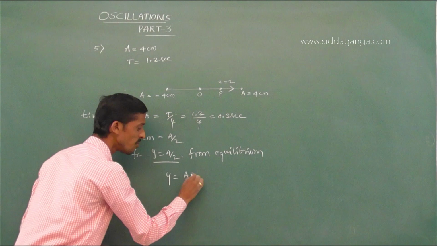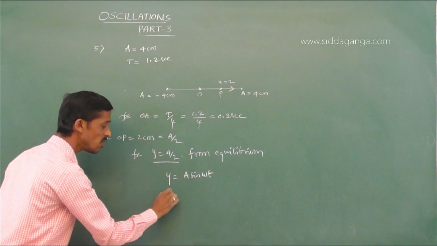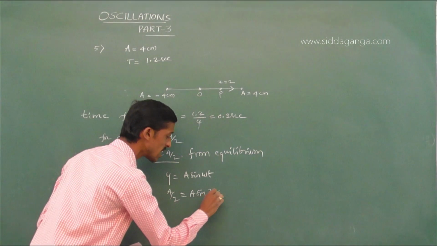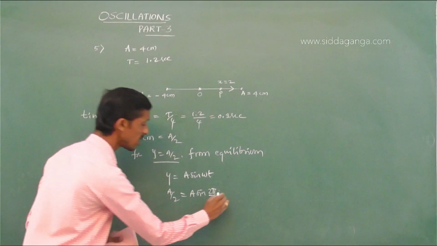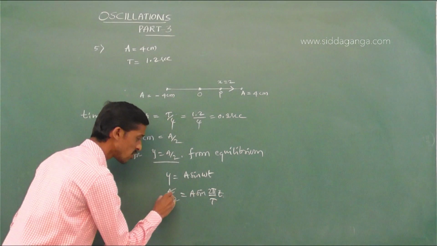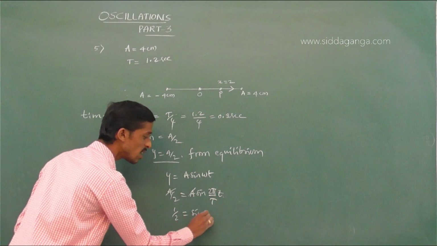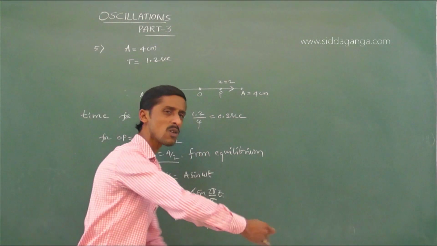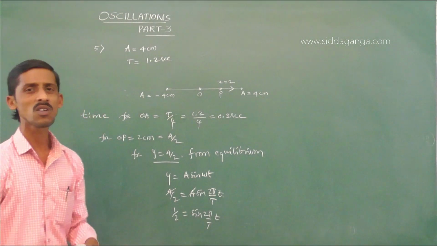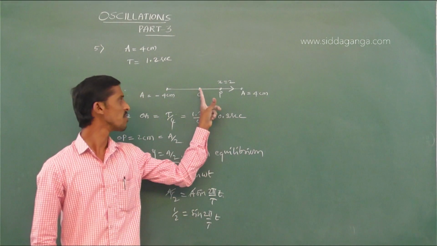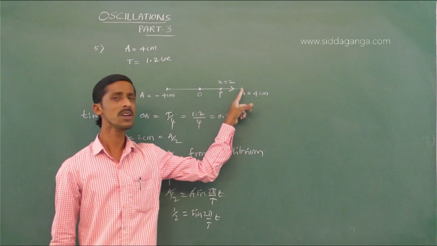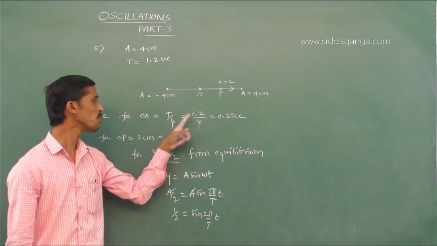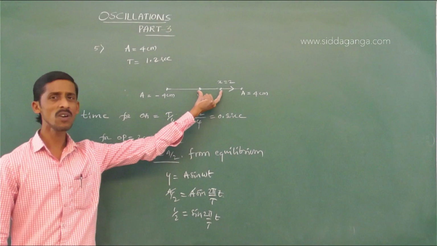Time is equal to... now calculate. y is equal to A by 2, y is equal to A sin omega t. If you know that, calculate it: t is T by 12 seconds. If you solve this, 1 by 2 is equal to sin of 2 pi by T into t. From here to here T by 12, here to here T by 6. T by 12 means 1.2 by 12.